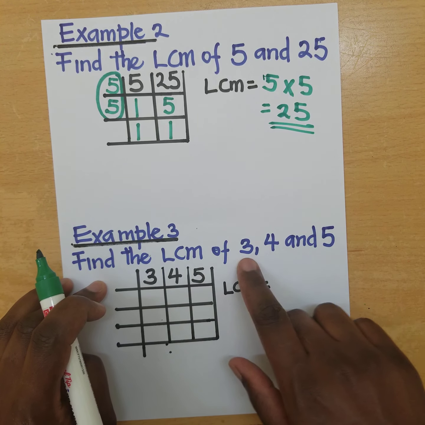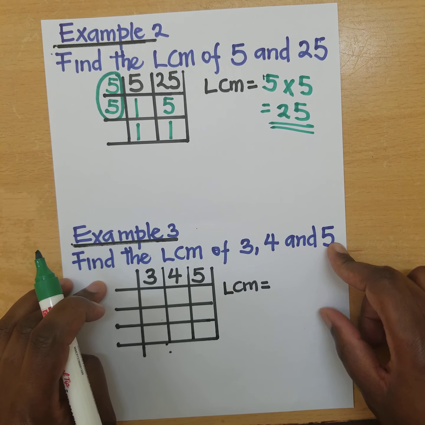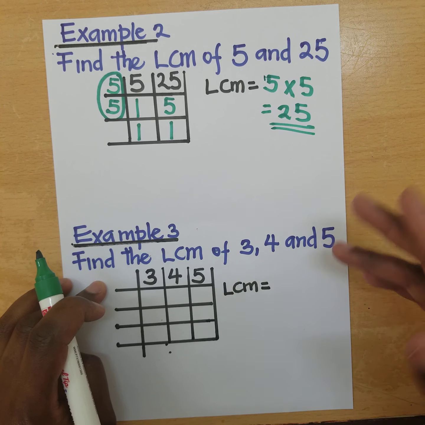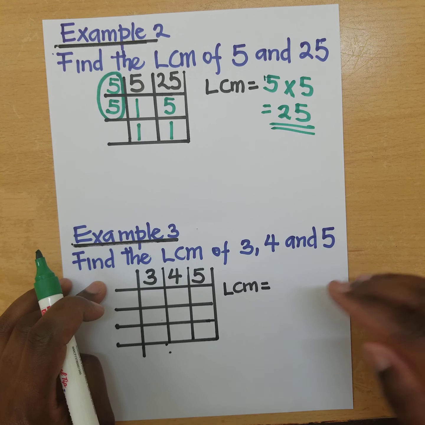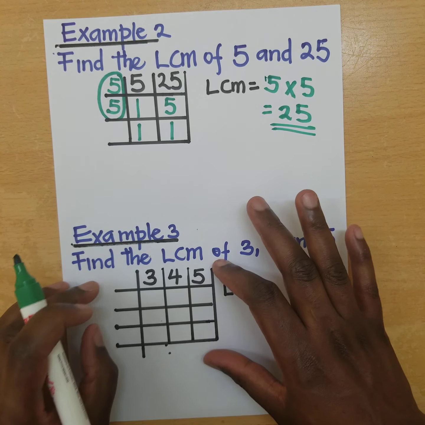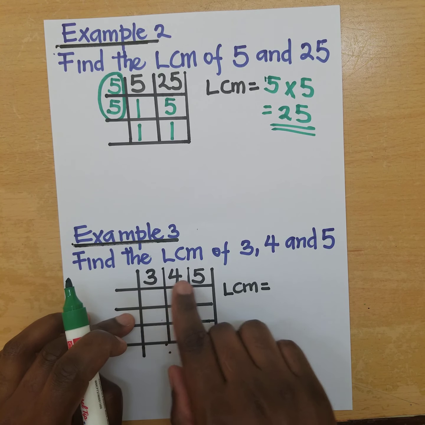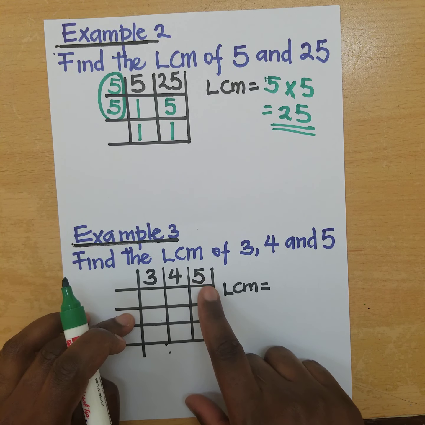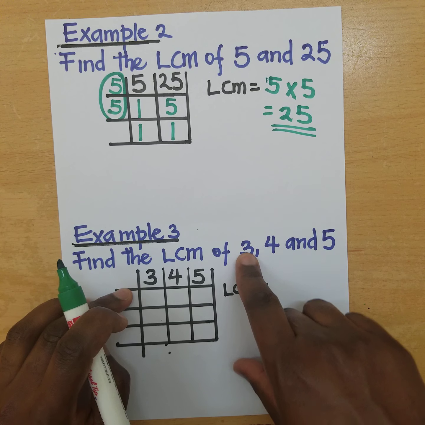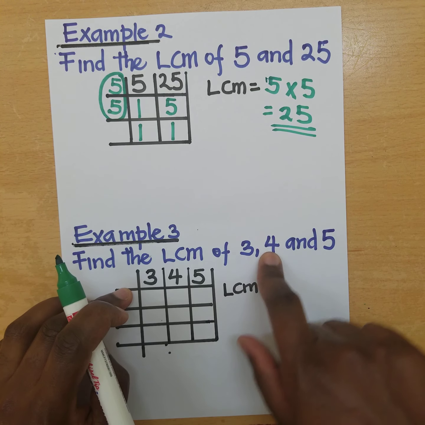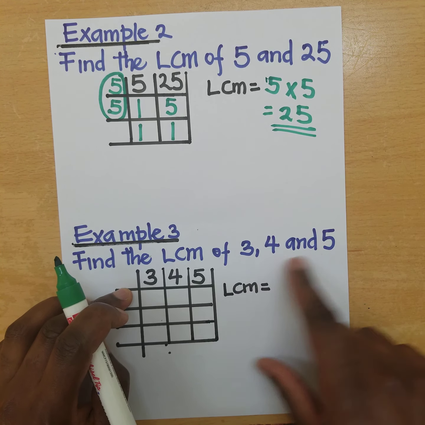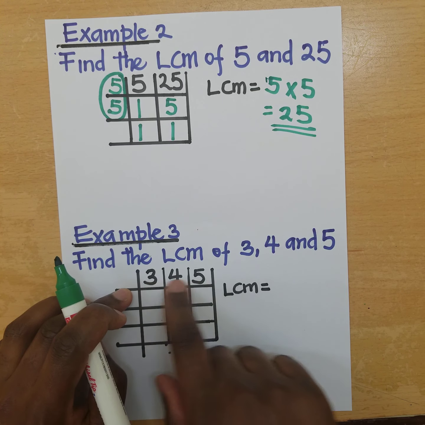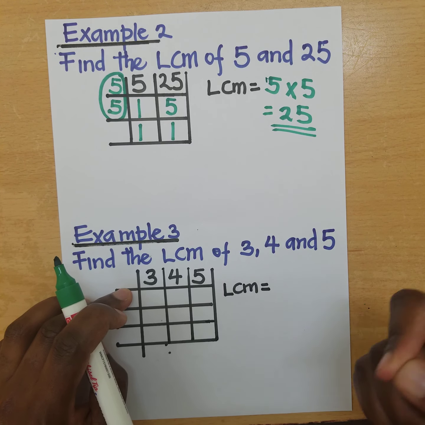Find the LCM of 3, 4, and 5. You can also find the LCM of 3 numbers, 4 numbers, and so on. Similarly, draw a small table like this one. Put your numbers. Now look for a number that will divide 3 completely, 4 completely, and 5 completely. There is no number that can divide all of them at once, so we shall deal with one by one.